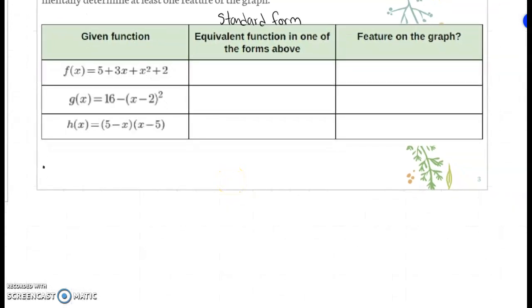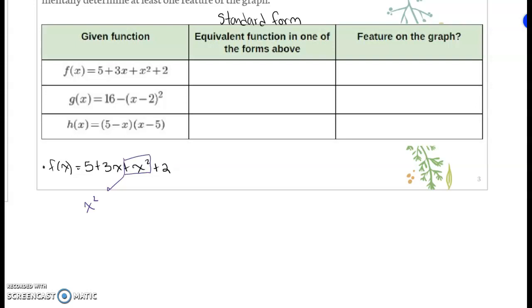So the first one here, I'm going to do f of x equals 5 plus 3x plus x squared plus 2. So remember, when we're combining like terms, we're only combining the ones that are similar to it. So in this case, I have an x squared. Well, I don't have any other x squareds. And x squared in standard form will always be first. So that's our first one here. So we have x squared.